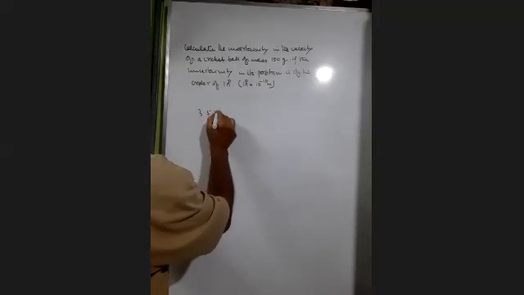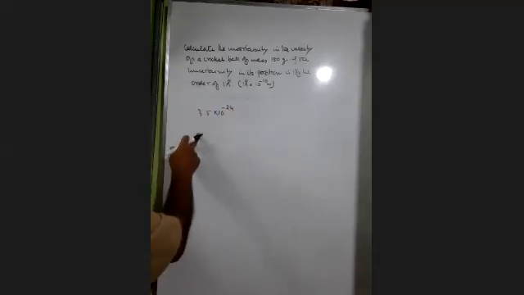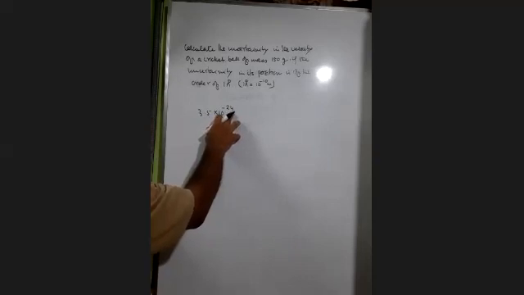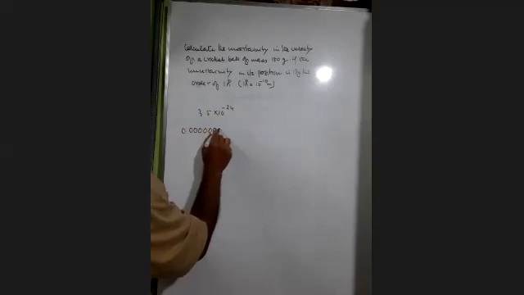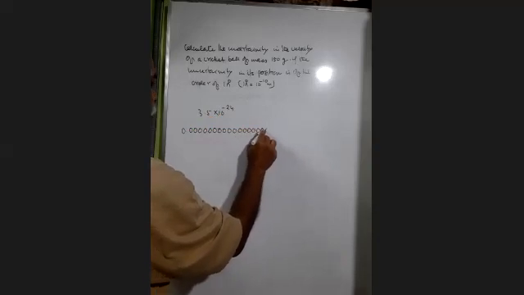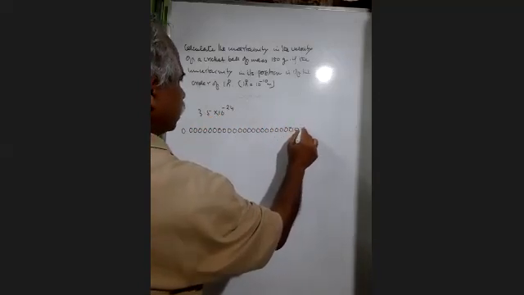So 3.51 into 10 to the power minus 24 meter per second. So now you see, it is 3.5. See, with this apply scientific brain. Minus 24 means what? I have to put 23 zeros. So let me write here. 1, 2, 3, 4, 5, 6, 7, 8, 9, 10, 11, 12, 13, 14, 15, 16, 17, 18, 19, 20, 21, 22, 23, 3, 5.